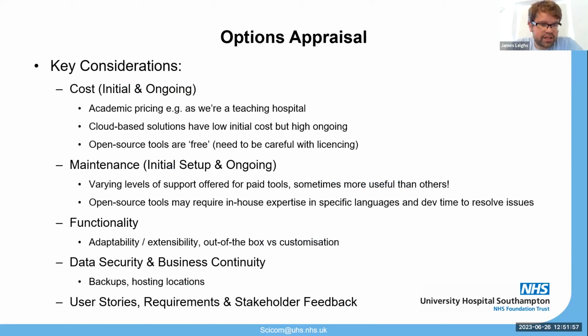Data security and business continuity, two key elements here. So, backup requirements, hosting locations, so where would we host it within the trust, or if it's in the cloud, where does the data go, what sort of SLA is there for uptime and that sort of thing. And then, importantly, the actual functionality. So I went through a few user stories with different groups on how they would need to use the system and what they might use the system for.